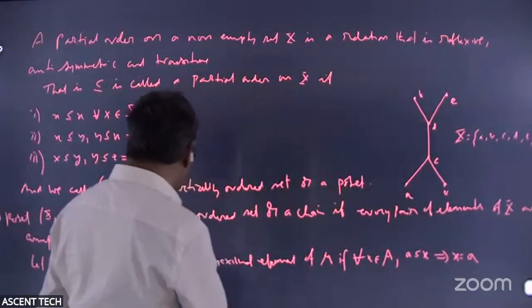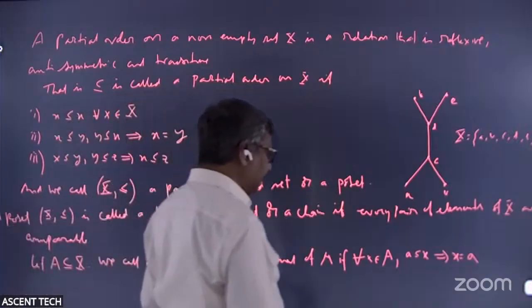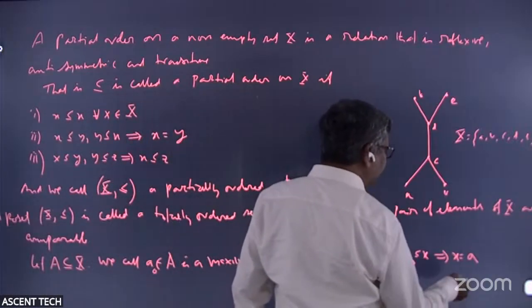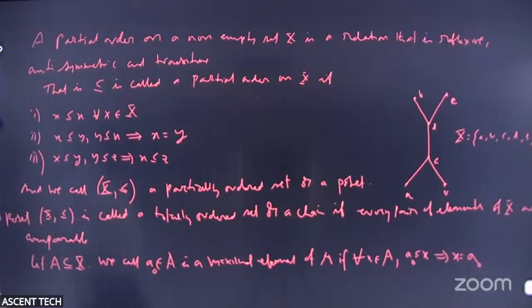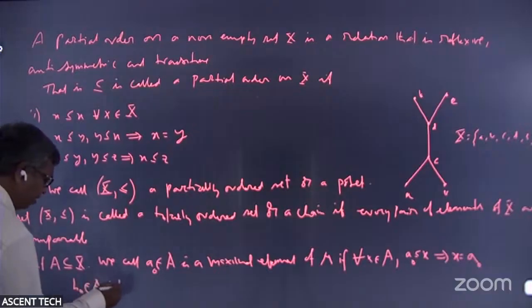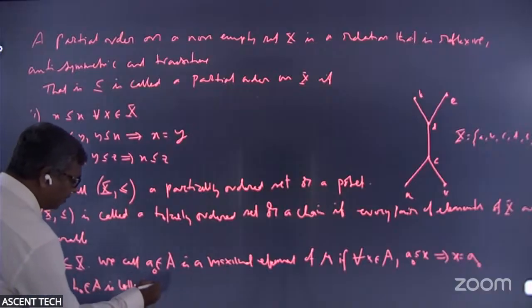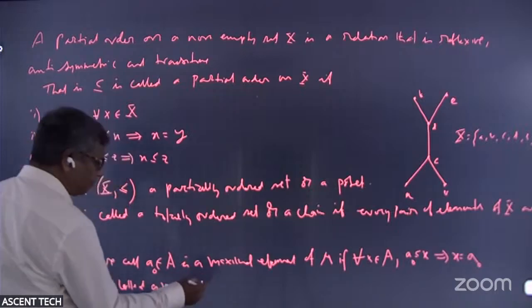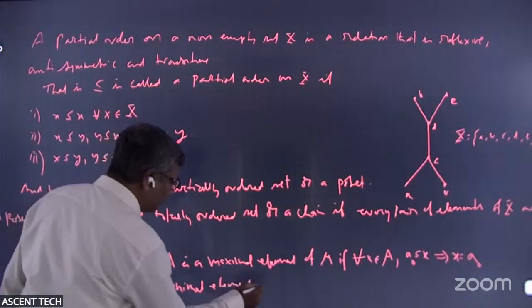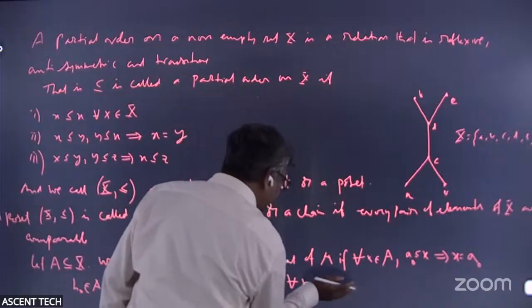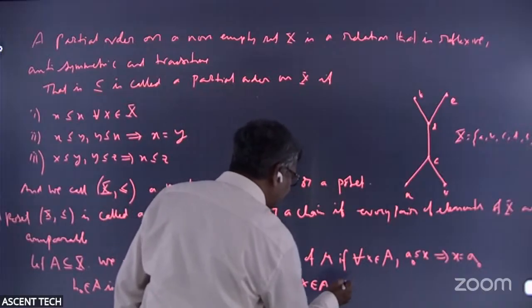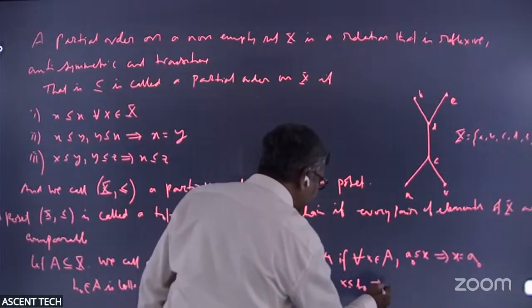That's what I mean by maximal. Similarly, you can talk about a minimal element. I think you understand that. B naught in A is called a minimal element if for every x in A, x less than or equal to B naught implies x has to be B naught.